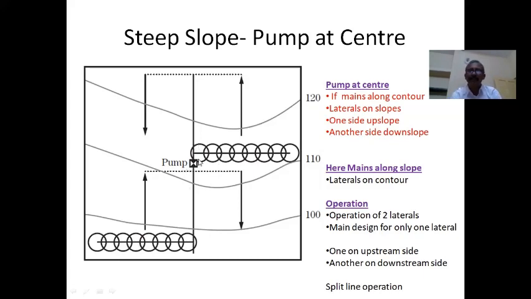This kind of operation and design is called split line operation. You do not operate both the laterals simultaneously together, and you operate the laterals on either side of the pump, and because of that, the designed main pipe size gets reduced, then it becomes economical. So we cannot say in all locations we may be able to design in this way.